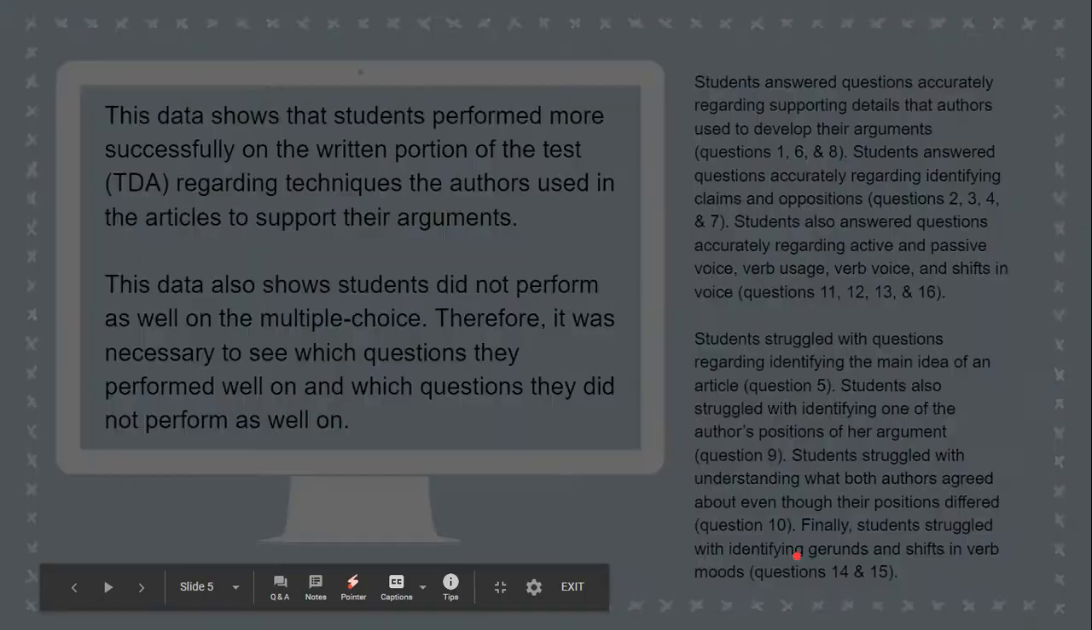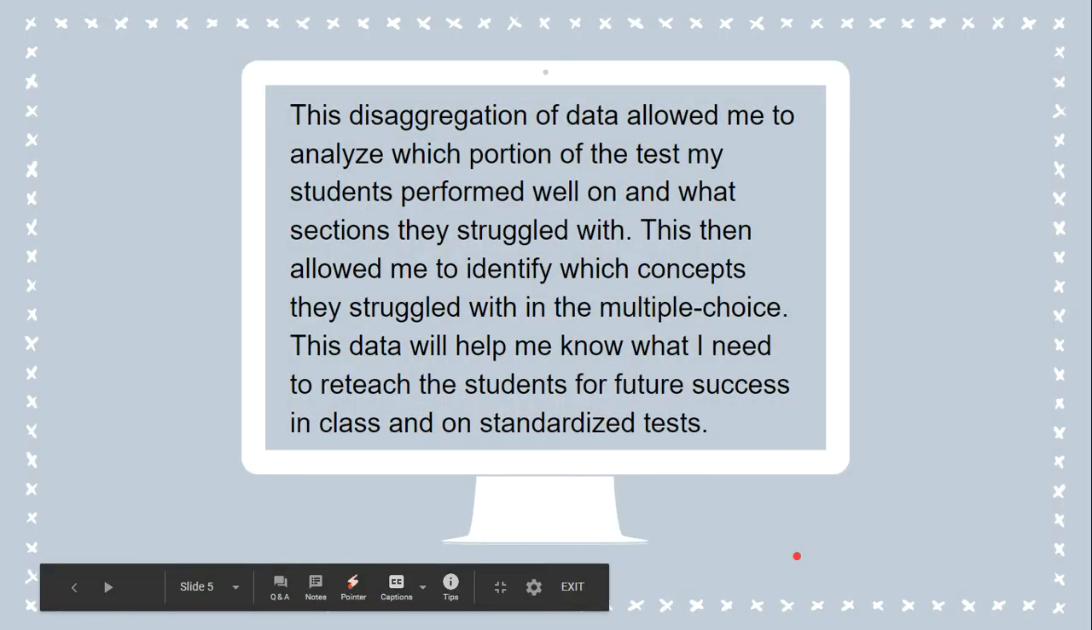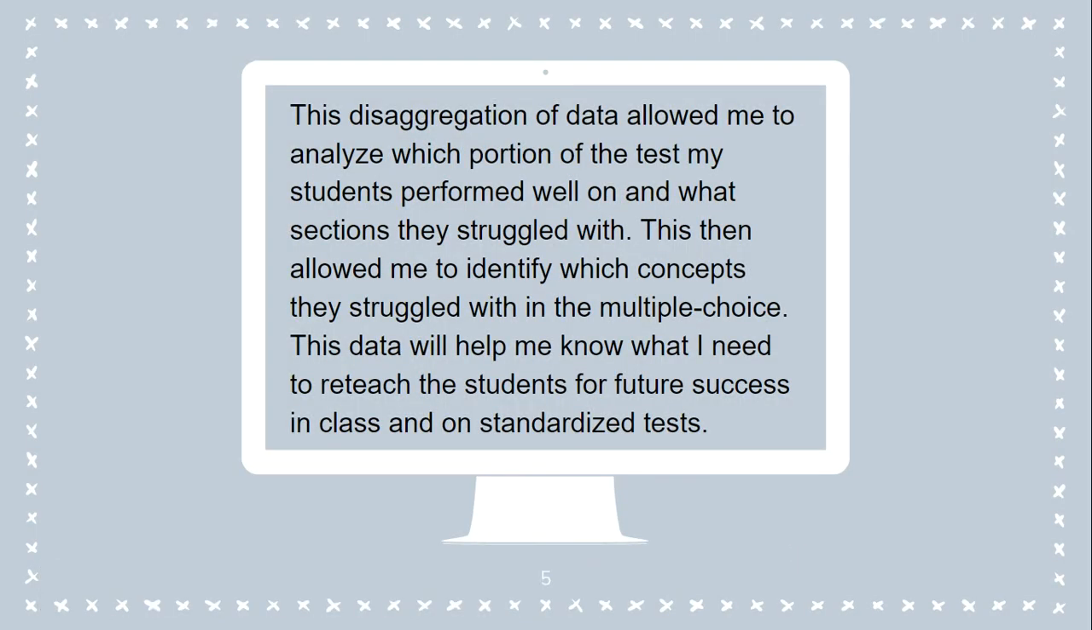So what am I going to do with all of this? The disaggregation of this data really allowed me to analyze which portion of the test my students performed well on and what sections they struggled with. What I'm planning to do with this information then is identify which concepts they struggled with in the multiple choice so that I know what I need to reteach those students for future success in class and on standardized tests like the PSSAs and the CDTs.